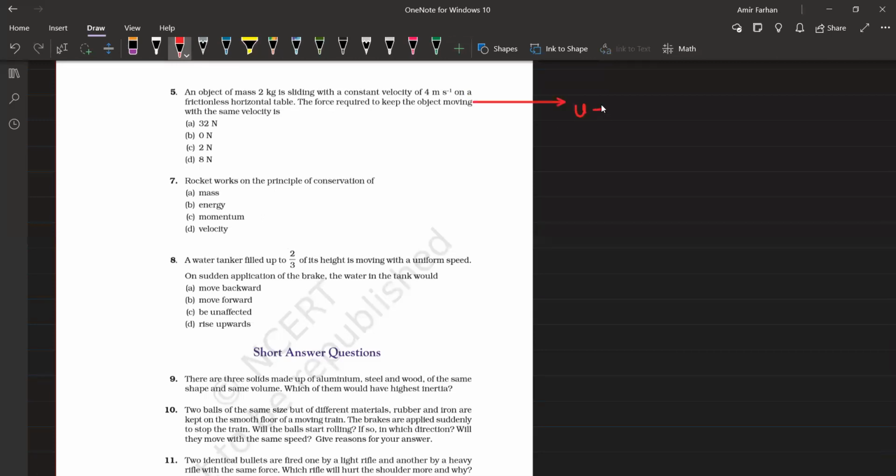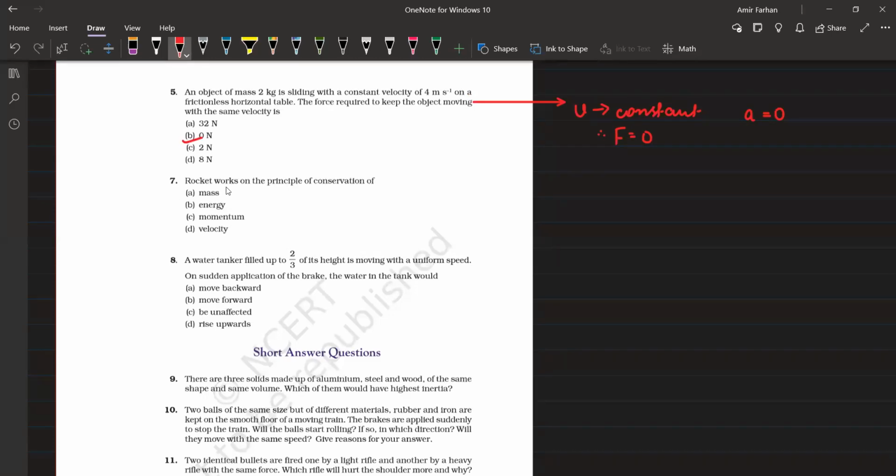So v is constant and a is equal to zero. If v is constant, a would be zero, so your F will be equal to zero. So zero is the correct answer.